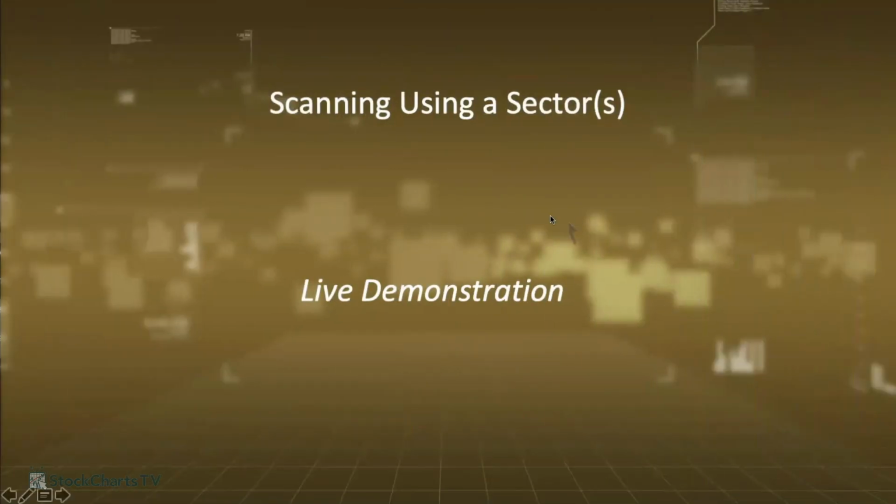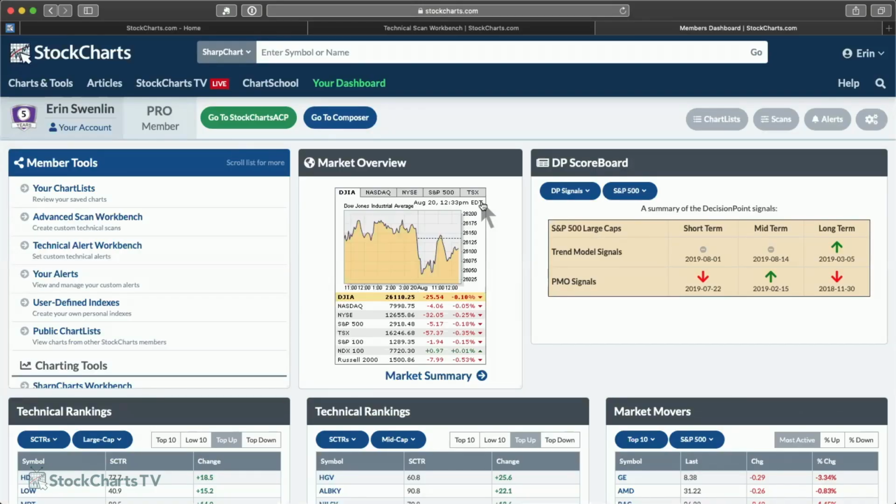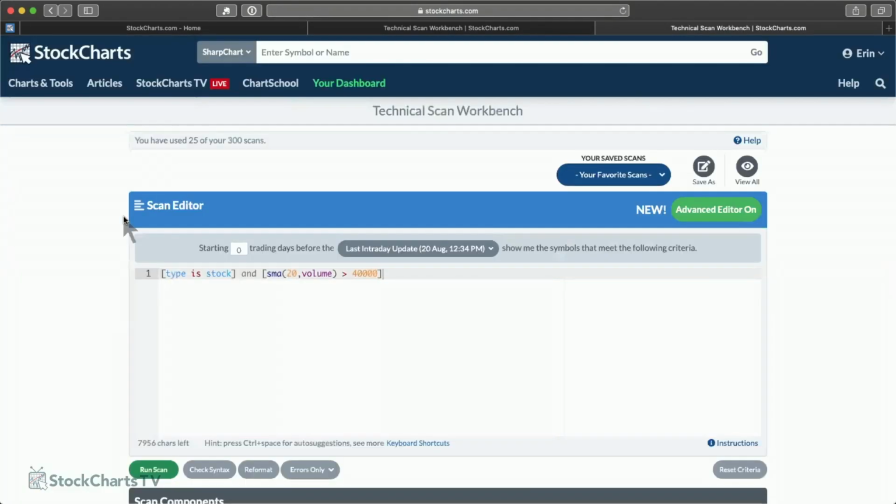All right, so I'm going to move on to scanning a sector or sectors. I think those are quite good to look at. I'm going to go right to my scanning workbench here, but you can get to your workbench if you are a member of StockCharts right here. You can get to that advanced scan workbench.